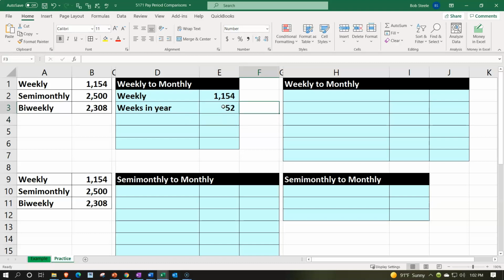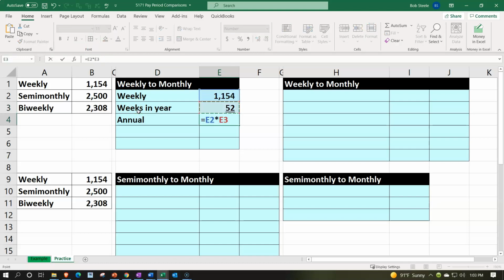You might think about that by taking the days in a year divided by how many days are in a week, which are 7. So there's about 365 days in a year generally, divided by 7, and you get about 52. Even that's not exactly 52, but I'm going to use 52 here in our approximation. So we're going to say weeks in a year, about 52, font group underline, and that's going to give us our annual. So that will be equal to the 1154 times the 52.